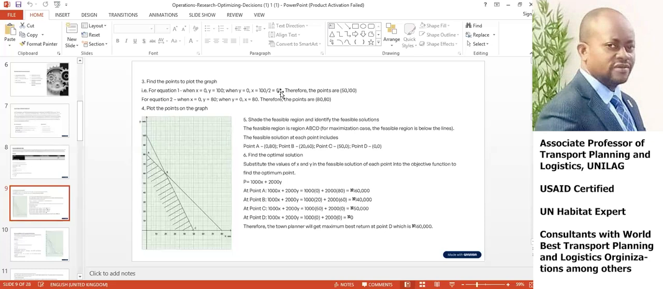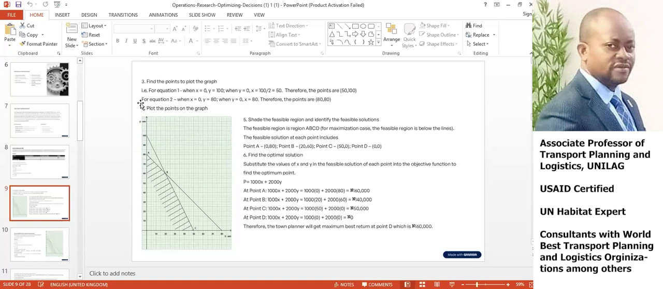Am I correct, class? Are we on the same page? So therefore, the points are 50 and 100. Why are we writing 50 before 100? Because we are moving with x and y. Is that taken? The same thing is applicable here.